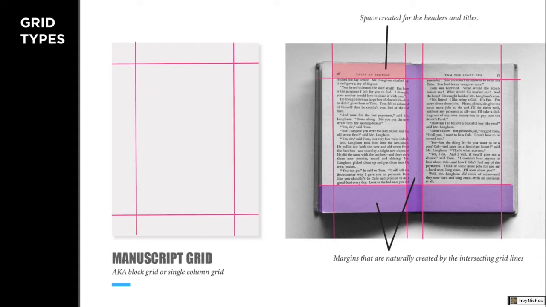A manuscript grid is great for books and long continuous placement of text. Manuscript layouts consist of one center block that divides up the page and creates a clear margin and text area, header, and footer. This is the most basic form of a grid, and it's found in many word processing documents as basic guides for creating margins.